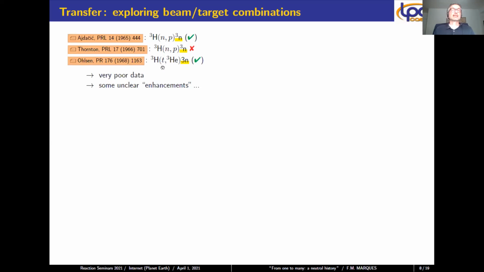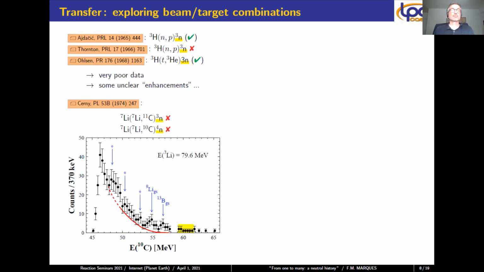Then in 68, they found a slightly more complex reaction already, triton helium-3, some structure in the 3 neutron spectrum, but in all these cases, the data were very poor, and the enhancements that they call enhancements were not very clear. They were not calling them even peaks; they were just enhancements.